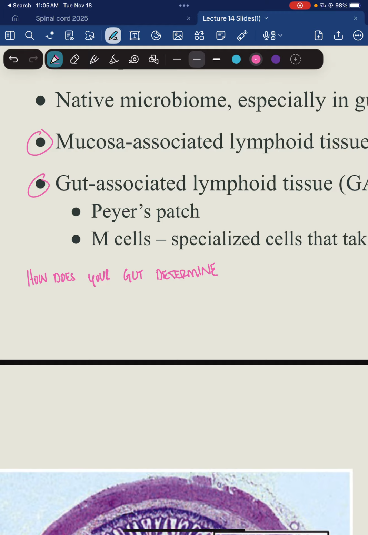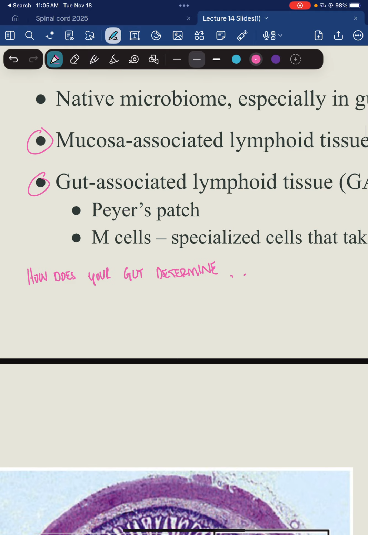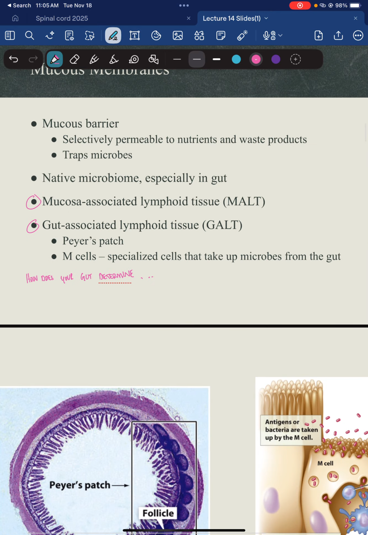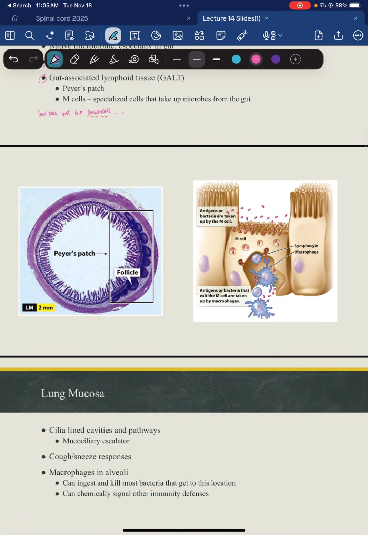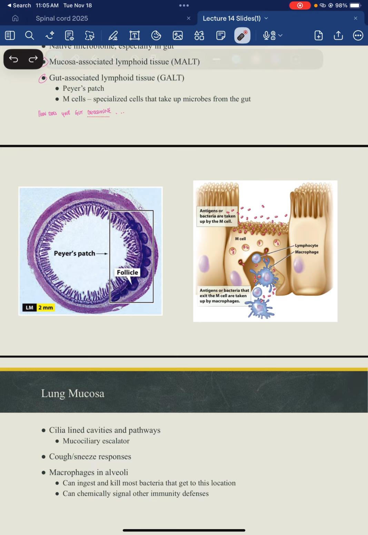So inside of your intestines, you have these epithelial cells that surround it. Those are the tight junction cells that keep things from leaking out. Well, within those cells, you have these microfold cells, which are often just labeled M cells. It stands for microfold cells. And these are essentially little sampling mechanisms.